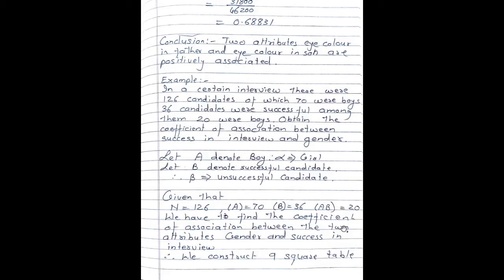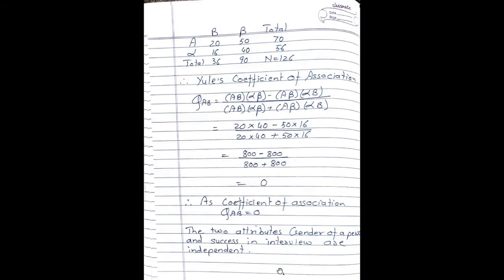Now we have to find the coefficient of association between the two attributes, gender and success in interview. So we will construct a 9-square table as A, alpha, total, B, beta, total, and the value of n. Replace the things which are given in the problem statement. The value of n is 126. Frequency of class A is 70. Frequency of class B is 36. And frequency of class AB is 20. So these 4 values are given to us. We will find the remaining values.